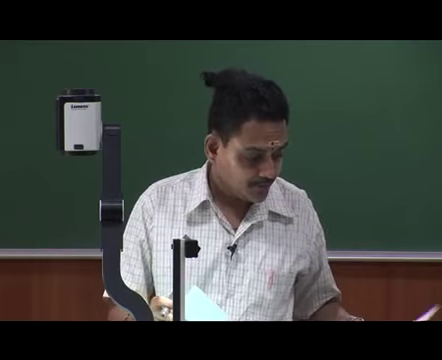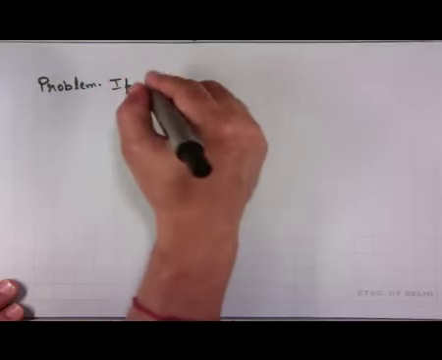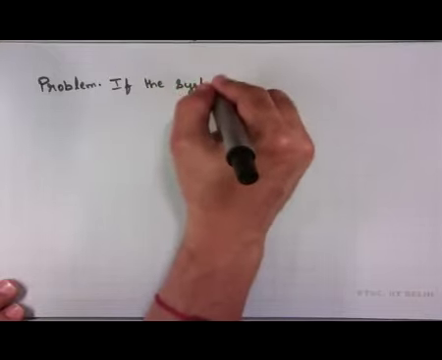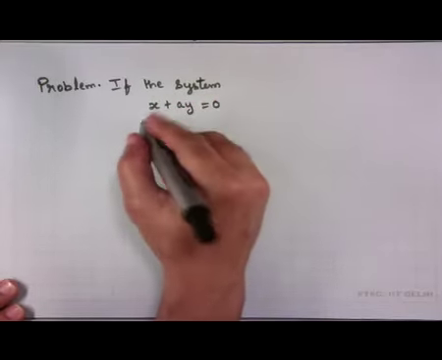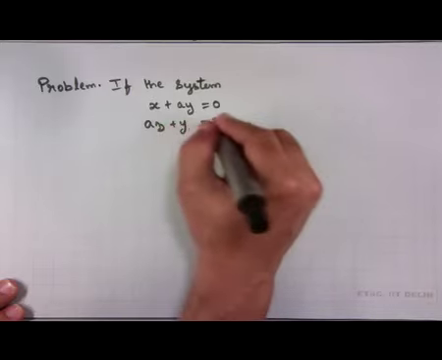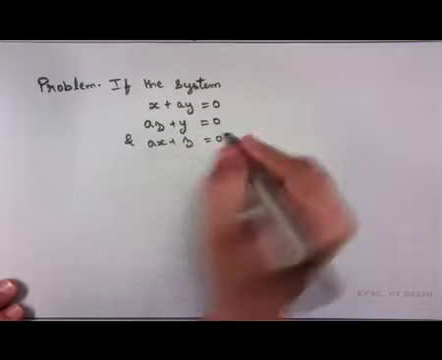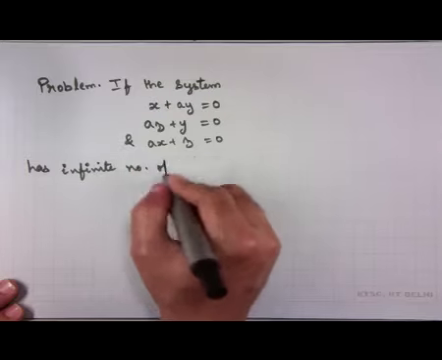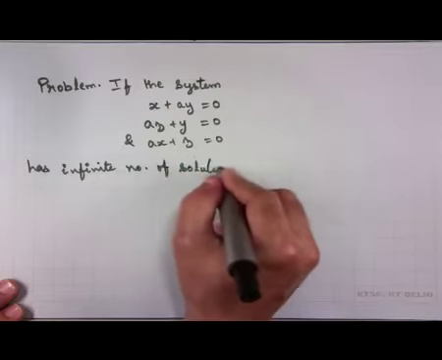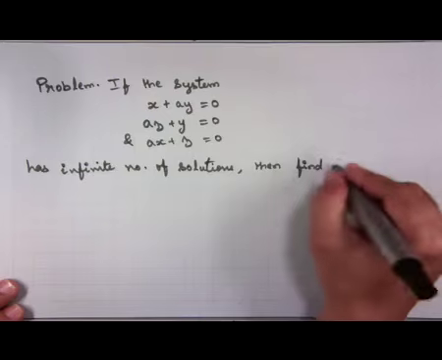Now, let us proceed towards the next problem. If the system x plus ay equal to 0, az plus y equal to 0 and ax plus z equal to 0 has infinite number of solutions, then find the value of a.